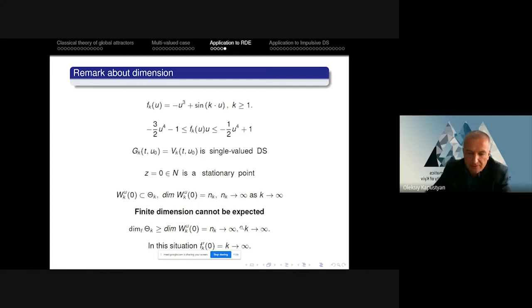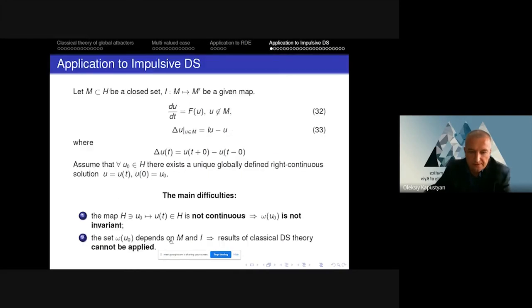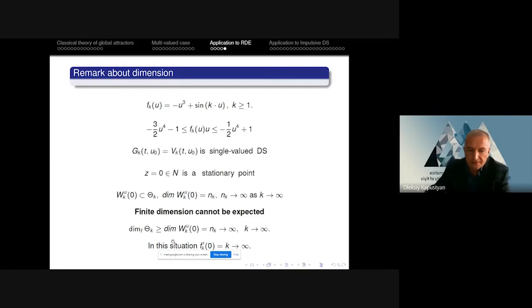for every k, if we increase the number k, we obtain that the global attractor is not finite dimensional. And I want to underline that in this situation, the derivative of fk at point zero equals k. So the derivative at the stationary point is unbounded. This is the reason why we cannot speak about finite dimensionality of the global attractor in our multivalued non-smooth case.